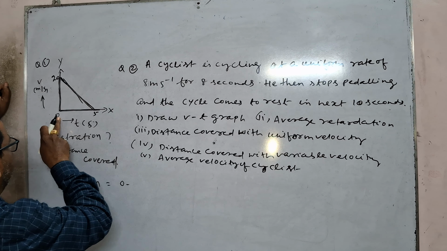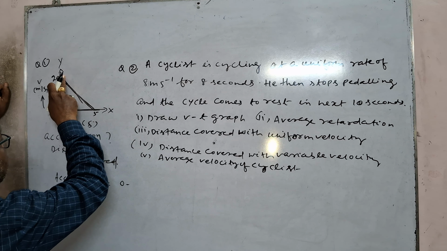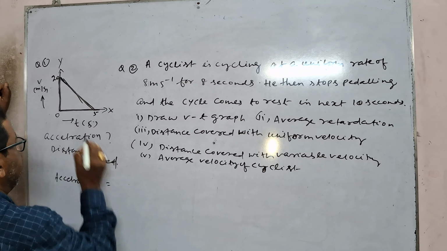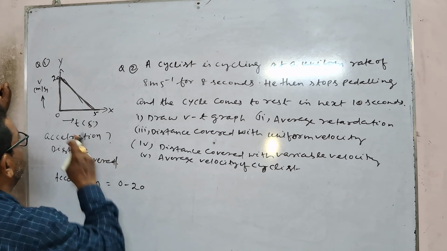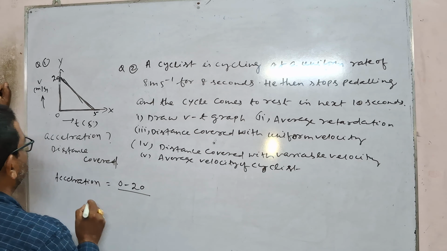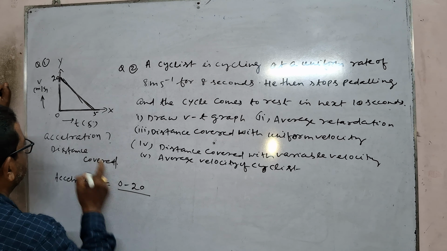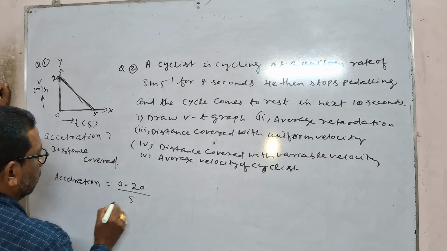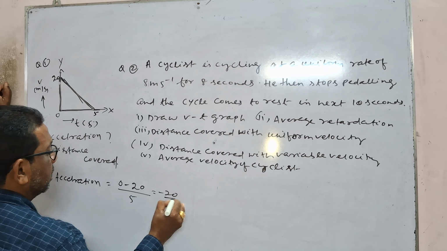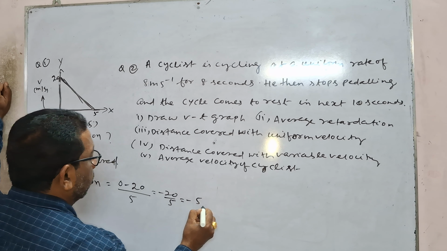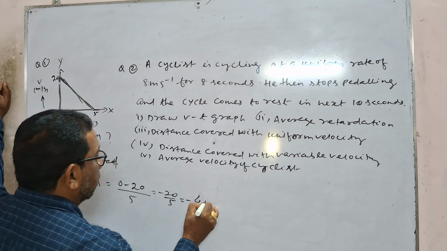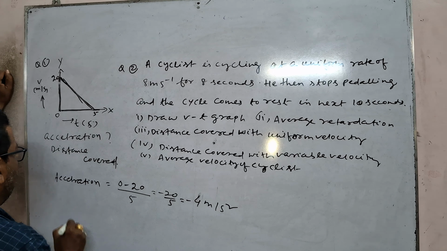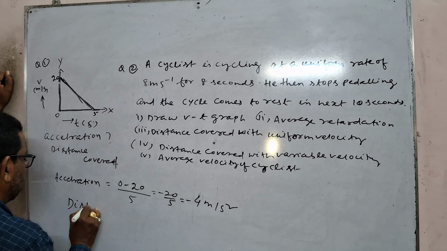Final velocity 0, initial velocity 20. So final velocity minus initial velocity, 0 minus 20, or minus 20, and time is 5. Minus 20 by 5 equals minus 4 meter per second squared. This is the acceleration of this graph.